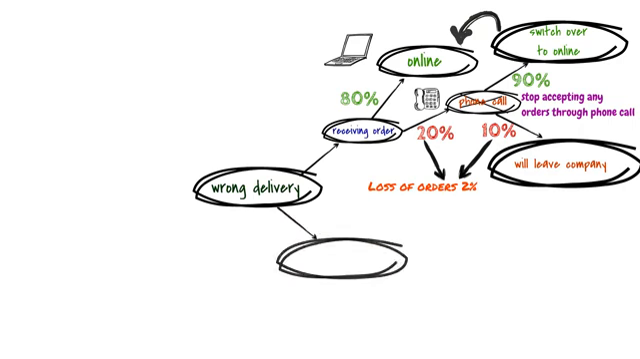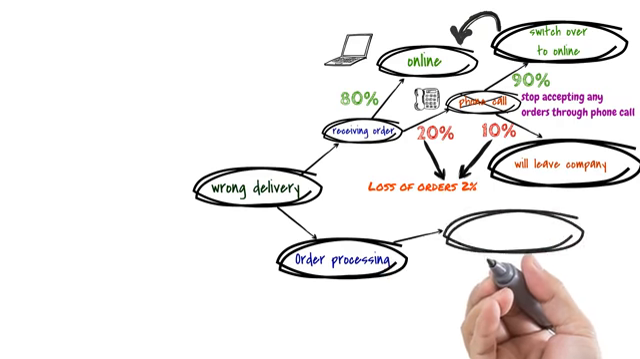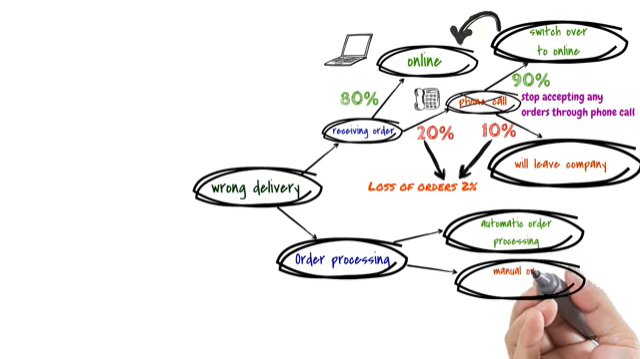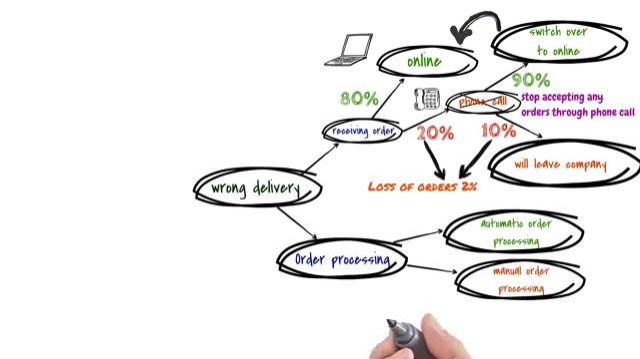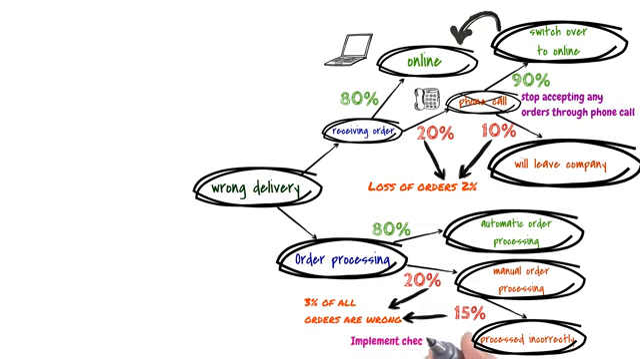Another connection to the main subject would be the order processing. Depending on the way we receive the orders, we process the order either automatically or manually. As we know already, 20% of the orders we receive are being processed manually. Estimated 15% of all manually processed orders are processed incorrectly. That means that 3% of all orders are wrong. As a possible solution, we can implement a checkpoint after the manual processing step.